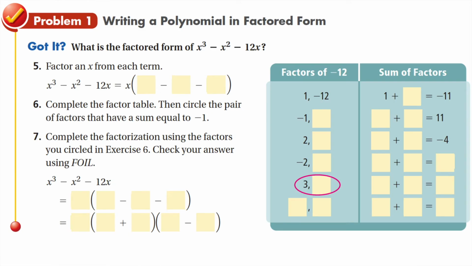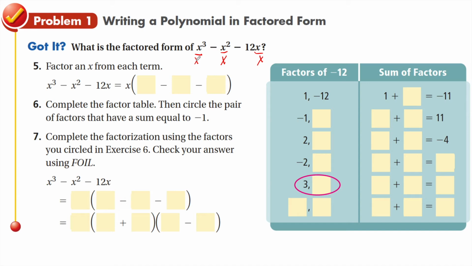Problem 1. Writing a polynomial in factored form. What is the factored form of x to the third power minus x squared minus 12x? Well, in order for you to factor, the very first thing that I'm going to notice right off the get-go is the fact that each and every one of these share the same common variable, and that's the variable x. So I'm going to factor an x from each of the terms, which is basically like me saying, hey, I'm going to divide by x from each and every one of these terms.